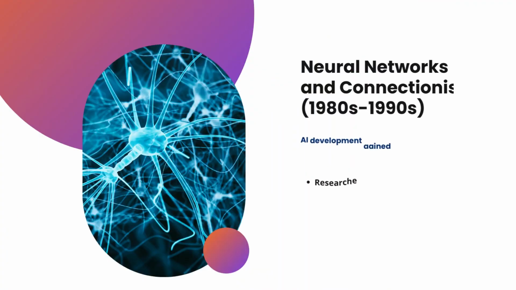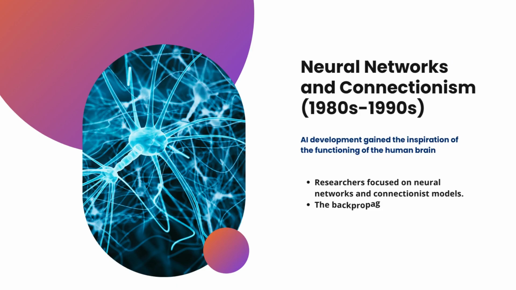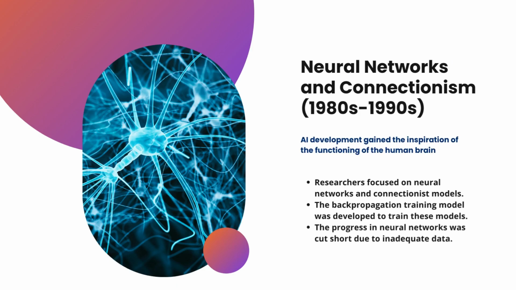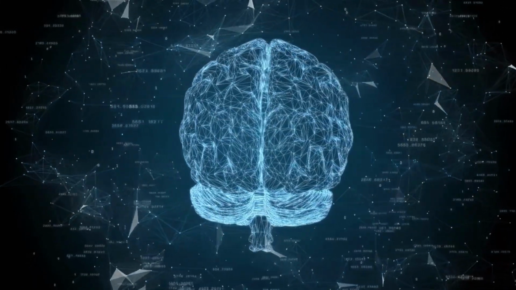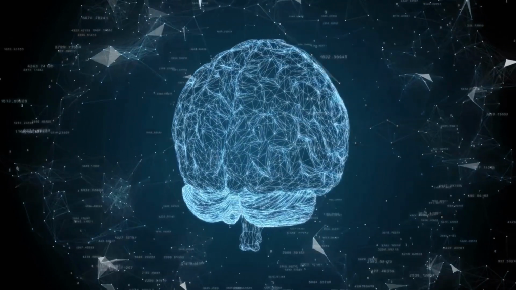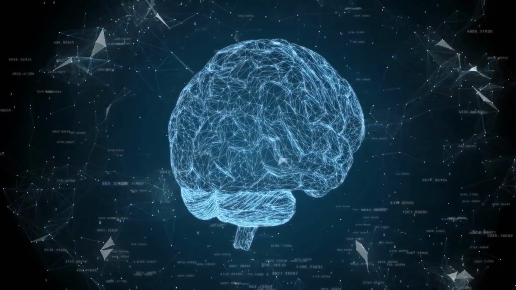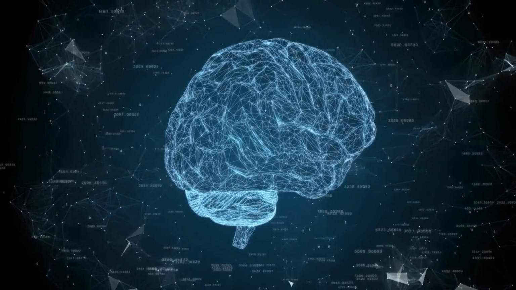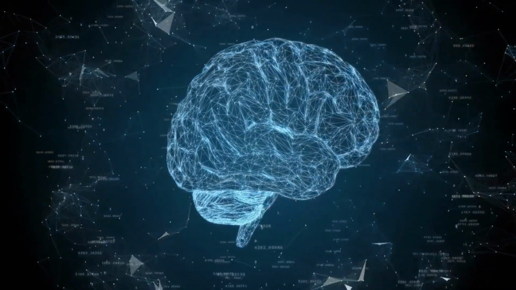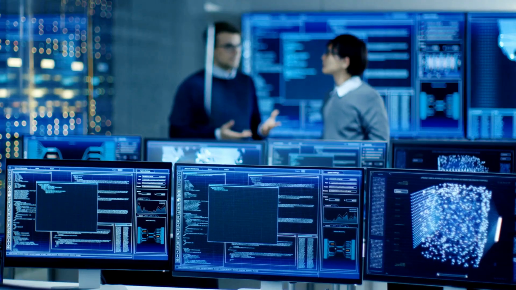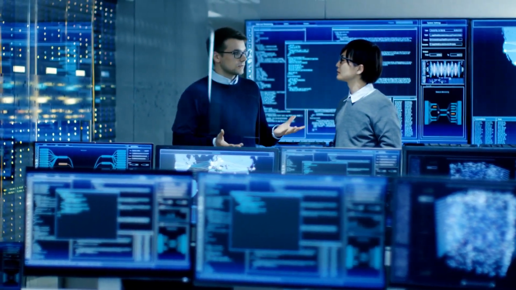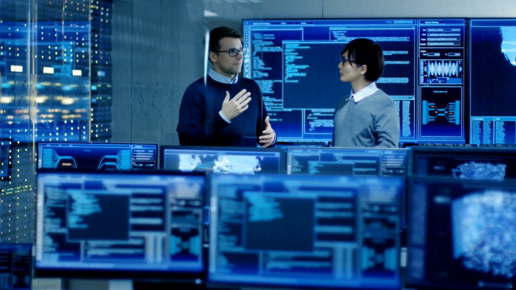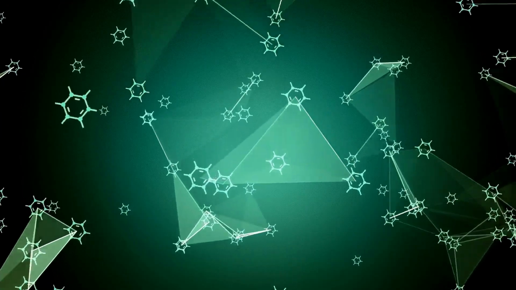The fifth marked era of AI development grows from the inspiration of the functioning of the human brain. This inspiration resulted in researchers exploring neural networks and connectionist models. The development of the backpropagation algorithm enabled the training of the neural networks. As a result, the advancement gained attention and contributed to the advancement of AI as a discipline. The flow was later blocked in the 1990s due to a lack of adequate data and computational limitations at the time. This resulted in slowed progress of the neural networks.